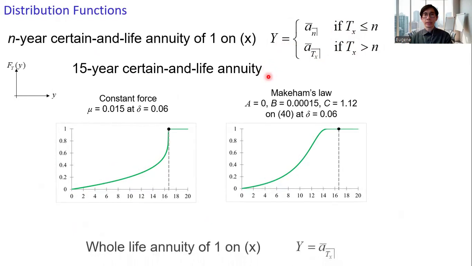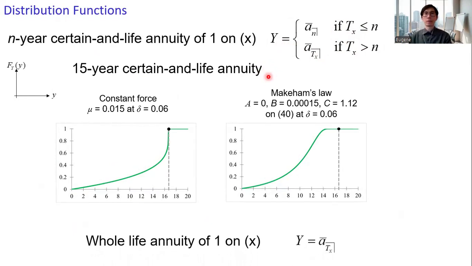Again, start with the whole life annuity. The minimum value for Y is no longer 0. The minimum of Y is a-bar angle n. And therefore, the value for Y starts at the minimum. And then for the remaining part, the value for the certain and life annuity is the same as the value for the whole life annuity, a-bar angle T_x.